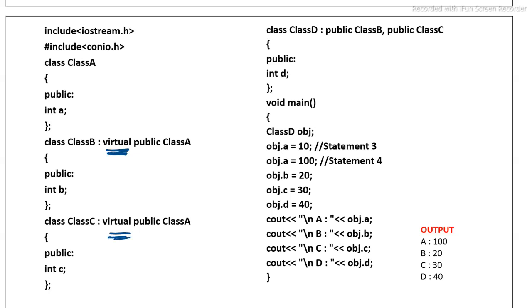A single copy of the data can be inherited, and after executing the program it will display the output as A equal to 100, B equal to 20, C equal to 30 and D equal to 40. As we have mentioned the virtual class, or made class B and class C virtual, a single copy of the data will be inherited by the subsequent class D, the derived class. So this is the example of how the ambiguity problem that occurs in multipath inheritance is overcome.